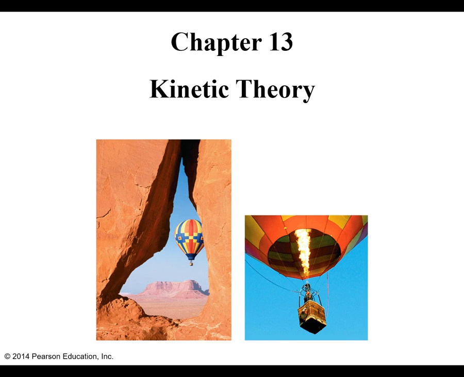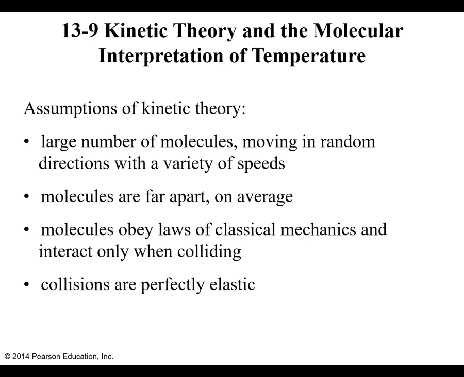As you saw, Avogadro's number is 10 to the 23rd, so 1 mole of a substance is 10 to the 23rd molecules. It's a little difficult to calculate the speed and motion of 10 to the 23rd molecules all at once. So we use a lot of statistics. And in the statistics, we need to make a number of assumptions. First of all, we have a large number of molecules, all of them moving randomly. And so if you take an average, they roughly have the same.